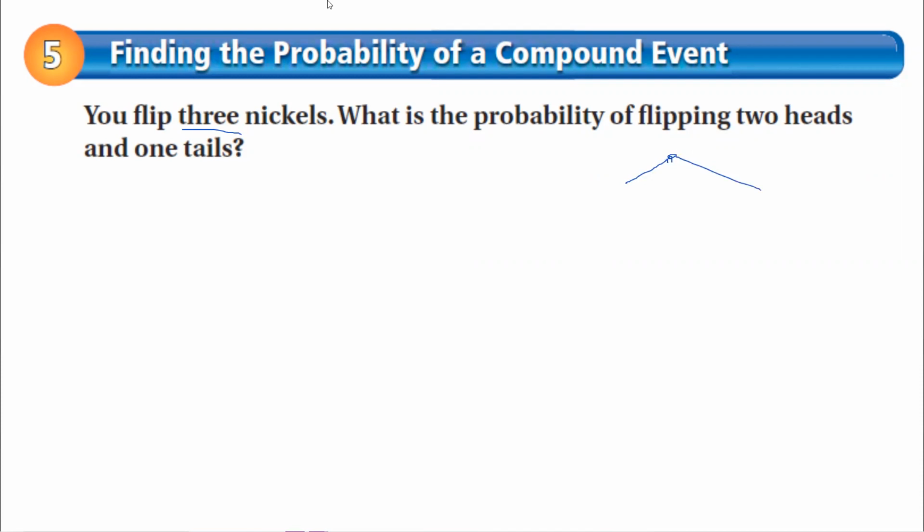I'm going to do this more in the middle. Let me back up there. We could either go heads or tails from that. Those are our two possible outcomes. If we get heads, we're going to flip a second nickel. The second nickel has two possible outcomes, either heads or tails again. So we're going to go heads and tails.